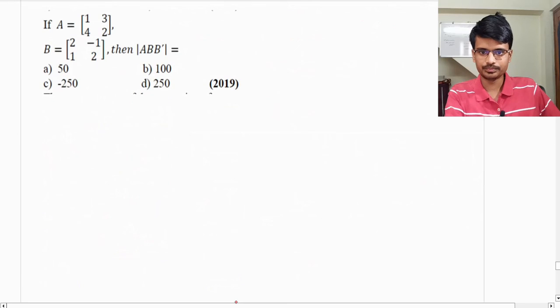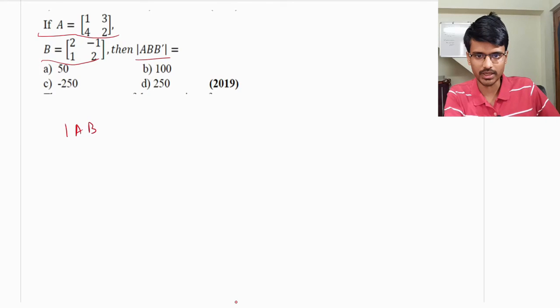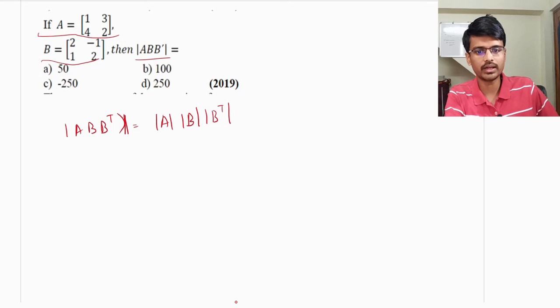If A is equal to so and so, B is equal to so and so, then what is the determinant of A, B, B dash? Here again, we have to use the properties. A, B, B transpose is equal to A. We can take determinants of individual matrices. We know that determinant of B and B transpose is the same. So here we need to find only two determinants.